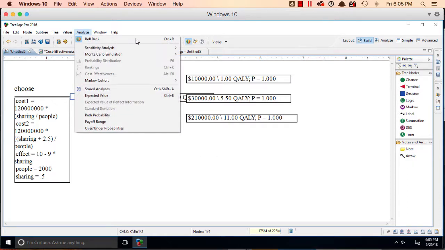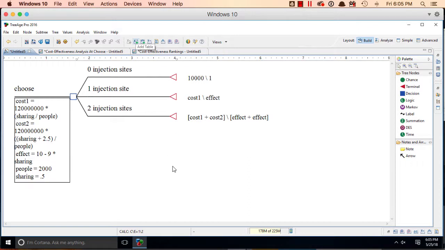So 2 injection sites is the most cost-effective option in this base case scenario where there's 2,000 injection drug users and half of them are sharing needles.